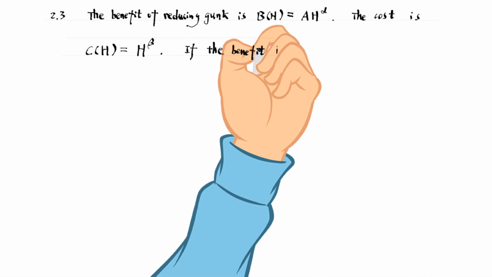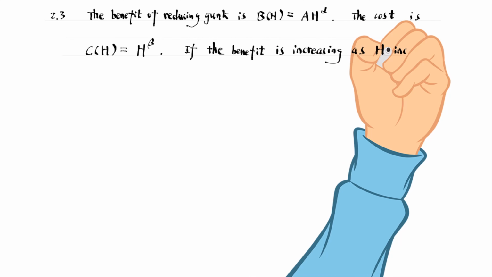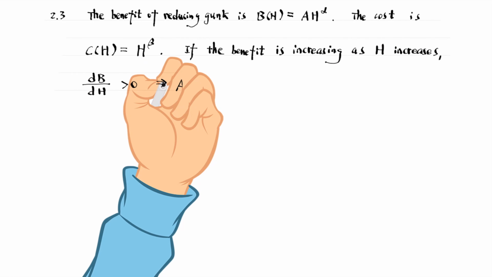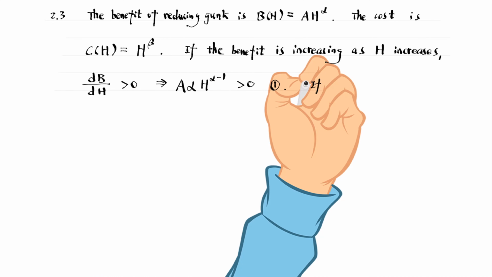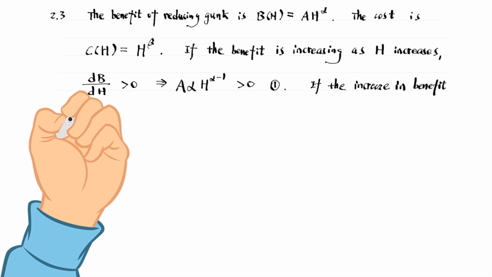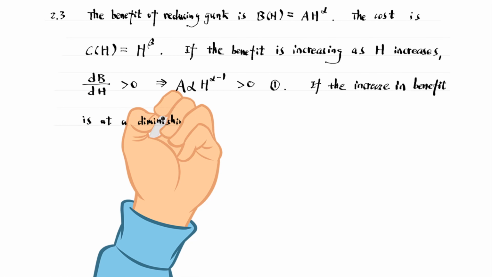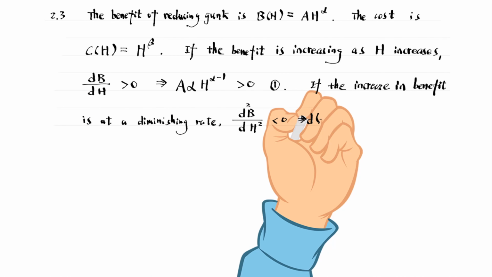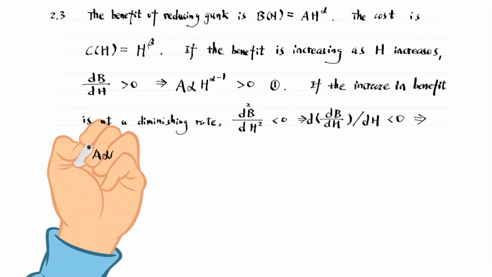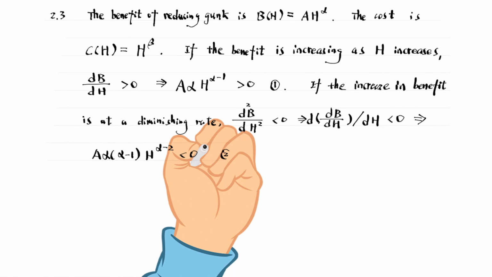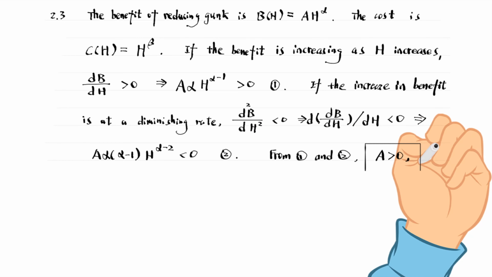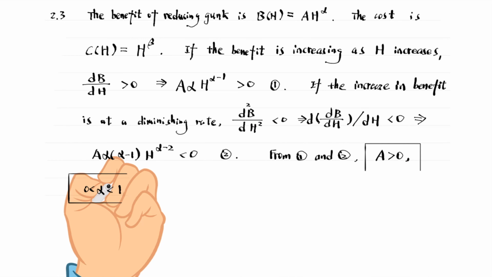If the benefit is increasing as H increases, then the first derivative of B with respect to H must be positive. If the increase in benefit is at a diminishing rate, then the second derivative of B with respect to H must be negative. From 1 and 2, A must be positive, and alpha must be between 0 and 1.